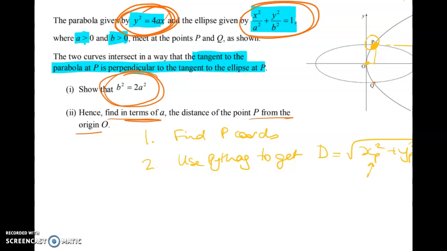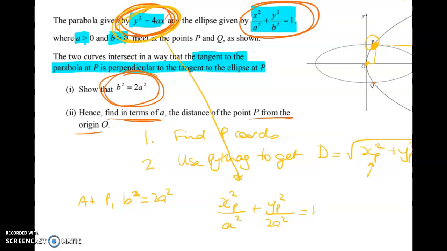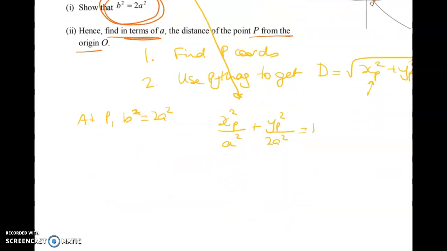So we know that at P, b squared is equal to 2a squared. So we can use that fact pretty quickly. We get that xp squared over a squared plus yp squared over 2a squared is equal to 1. Now, a couple of ways to go here. Hopefully, you can spot that y squared is equal to this, and so you can substitute that straight away. If you take an extra line to get there, that's fine as well. I'm going to do that substitution now.